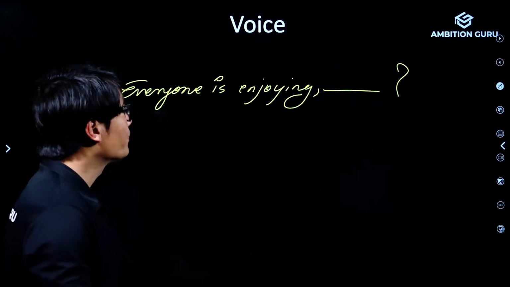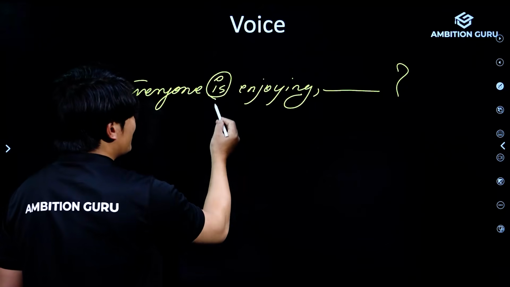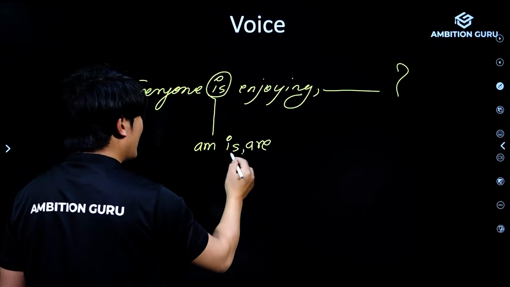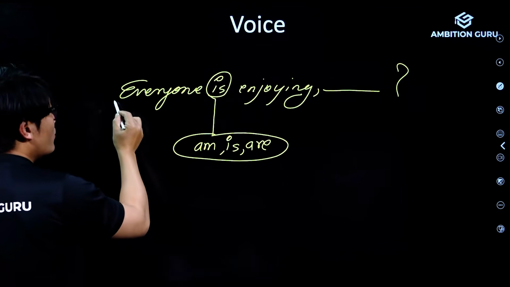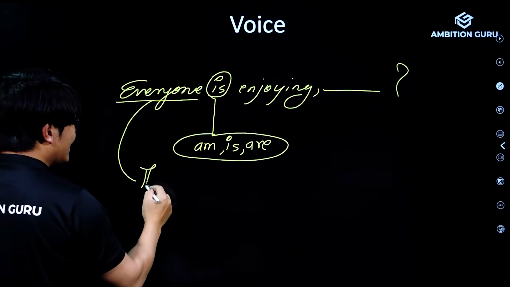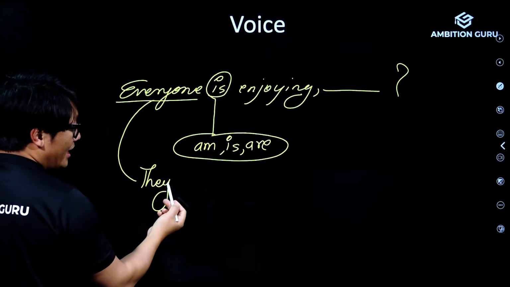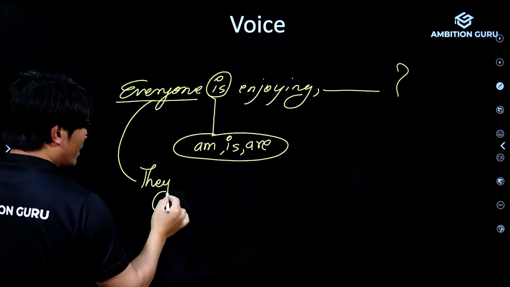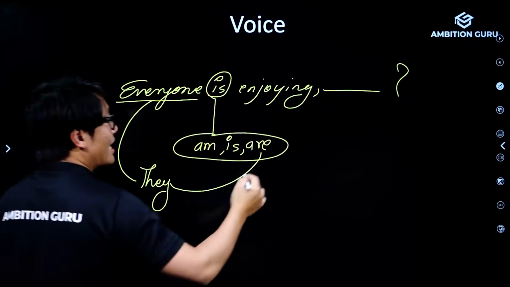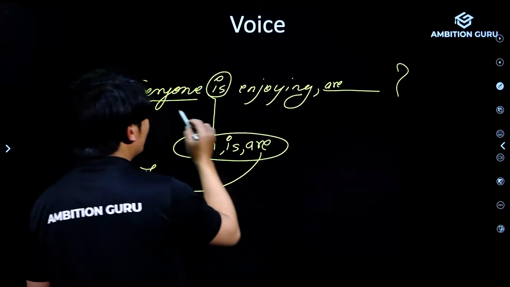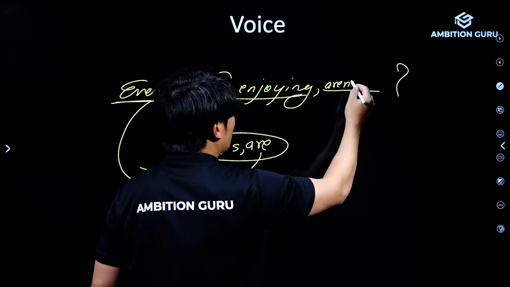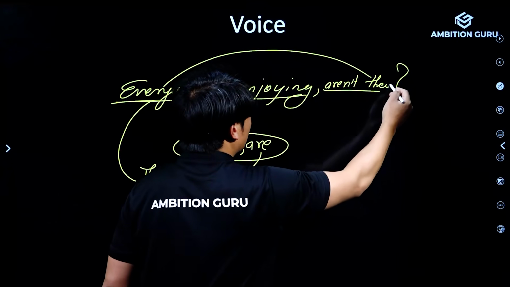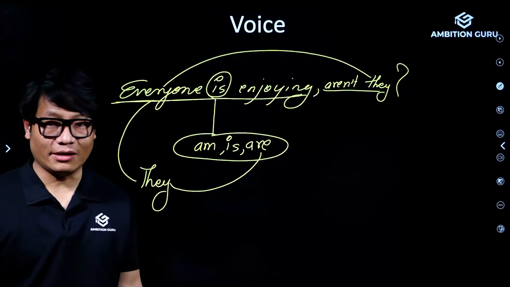Let me again tell you. Here is "is". "Is" means "am, is, are"; they are always together, I told you before. And "everyone" should be changed into the "they" pronoun. And "they" takes "are", not "am" or "is". So the tag question should be "are". And this is affirmative, so it should be negative: "aren't", and here should be "they". So the answer is "aren't they?"